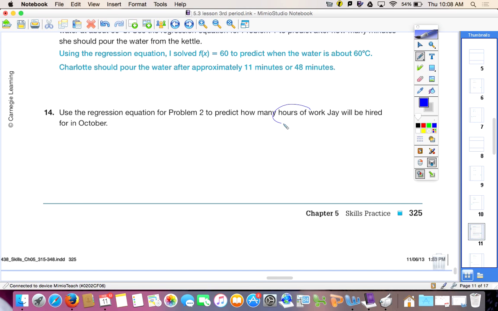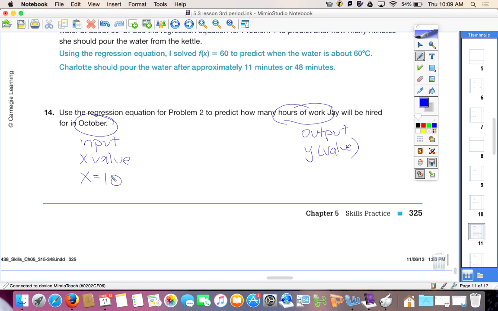So, use the regression equation for problem 2 to predict how many hours of work Jay will be hired for in October. So, are hours of work your input or your output? It was your output, right? This is your output. So these are your Y values, right? Your output is your Y value. And then what about October? That's your input. That's going to be your X value. So what would your X value be for October?